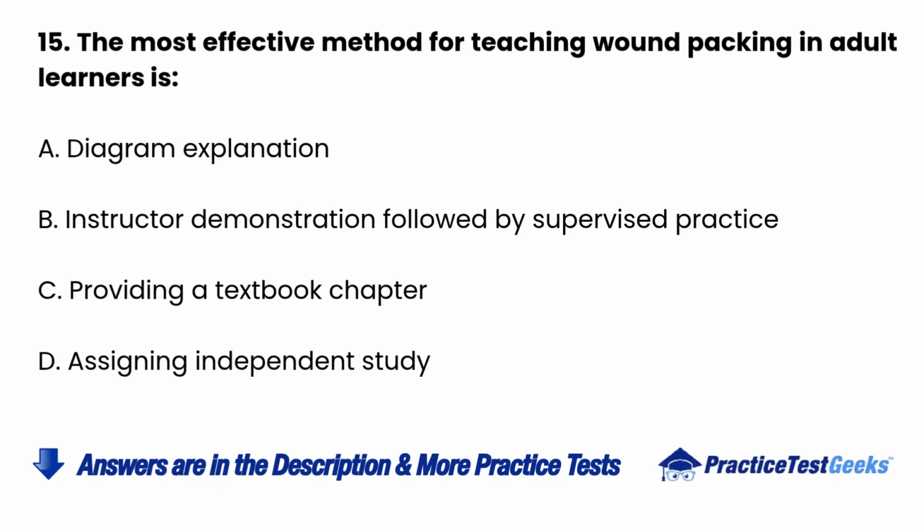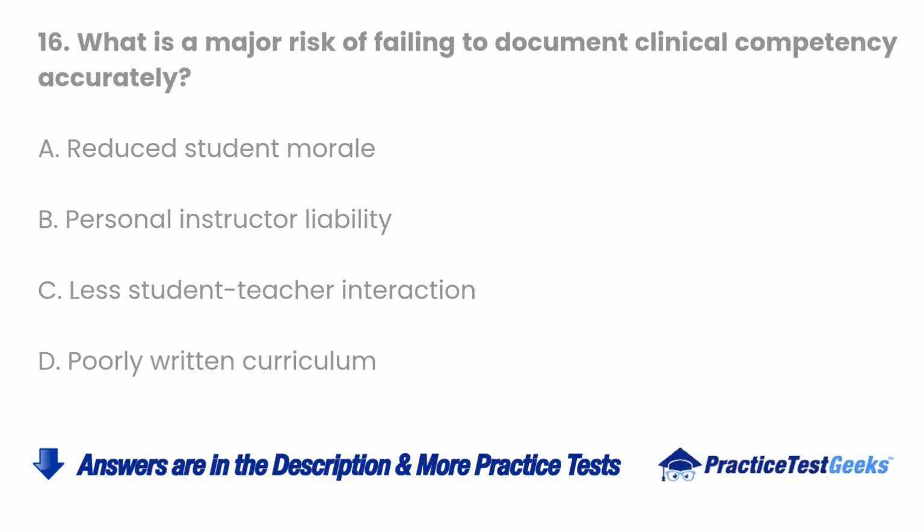15. The most effective method for teaching wound packing in adult learners is A. Diagram explanation. B. Instructor demonstration followed by supervised practice. C. Providing a textbook chapter. D. Assigning independent study.